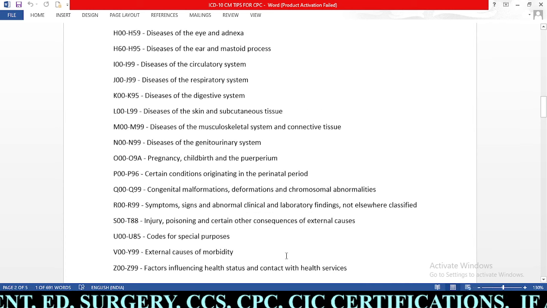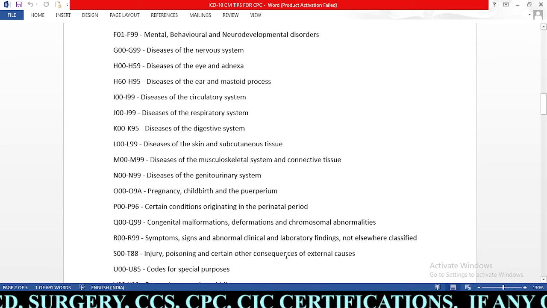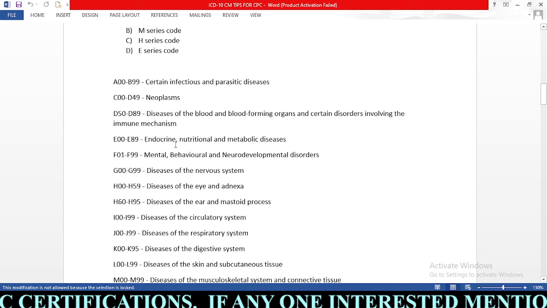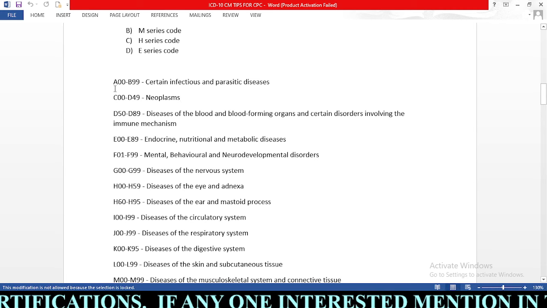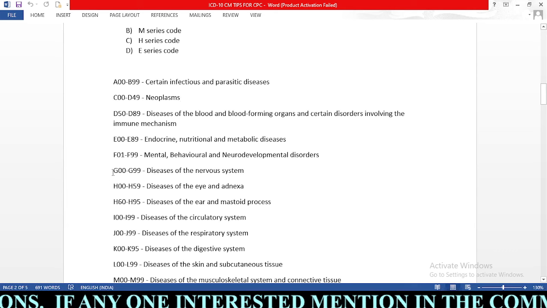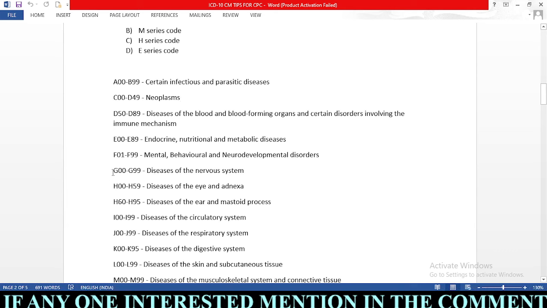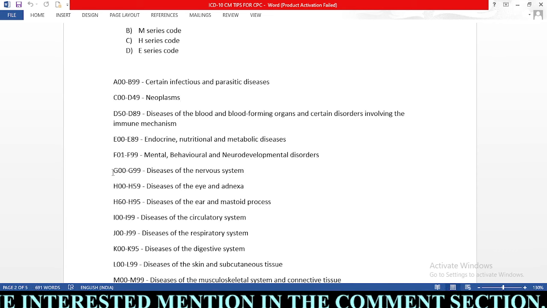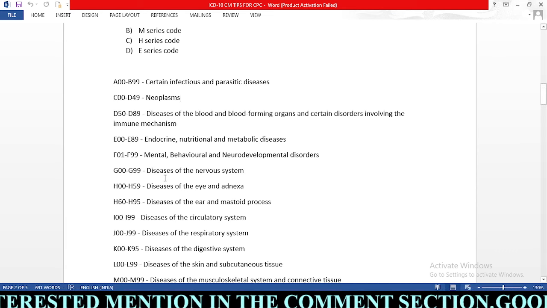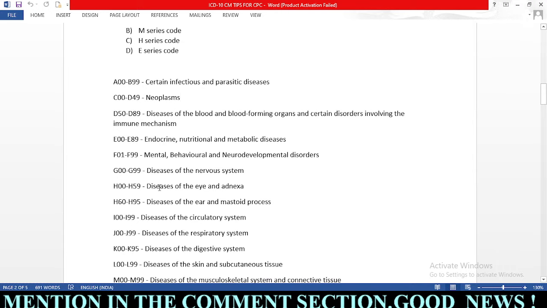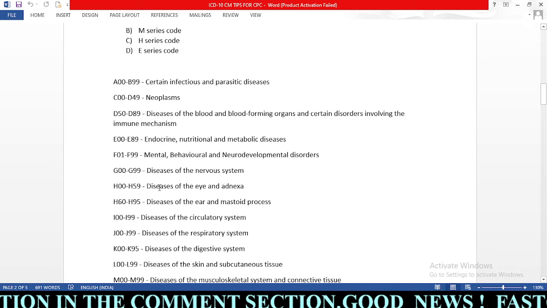So in order to get sure marks, you need to know all the chapters' alphabetic series. For example, if you get any condition related to pain or the nervous system, you need to remember that we use G series codes for the nervous system. So directly, without wasting your time, you can choose the G series code for a pain or nervous system condition.